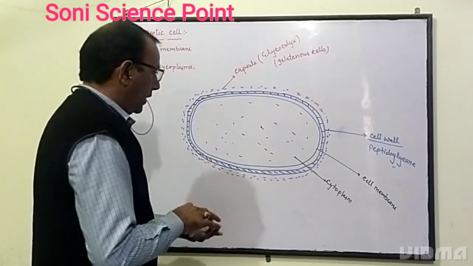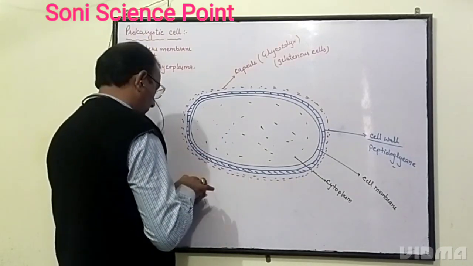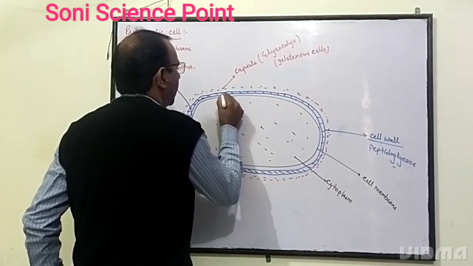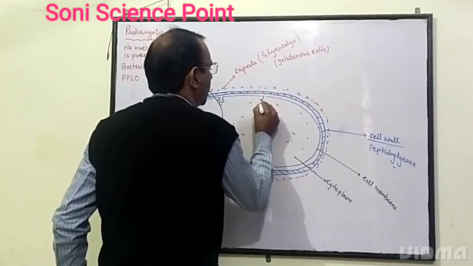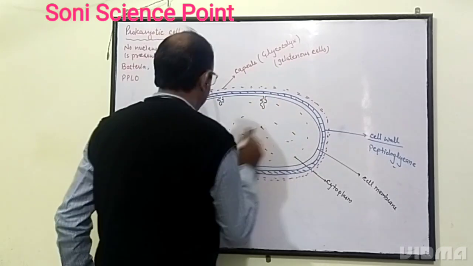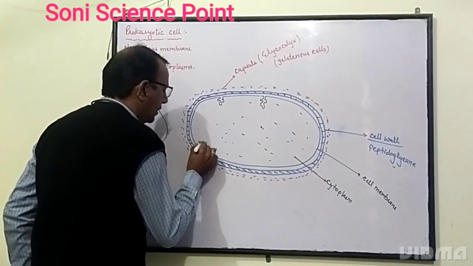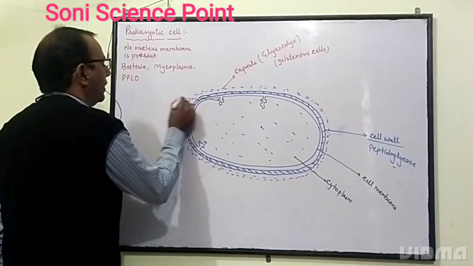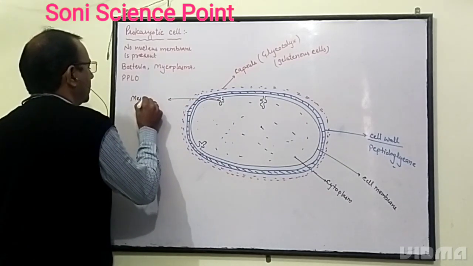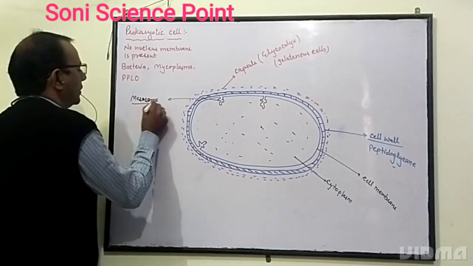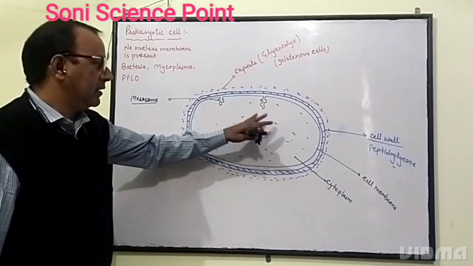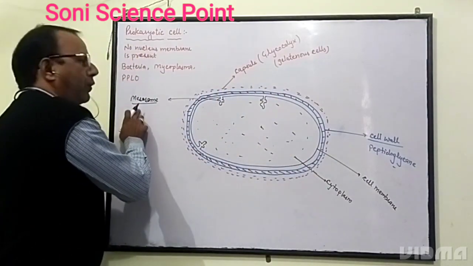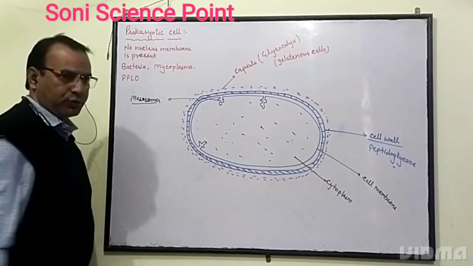The cell membrane on the inner side, in the cytoplasm, at some places forms irregular foldings. These irregular foldings help the cell in various functions, and they are called mesosomes. The inner side of the cell membrane produces many folding structures into the cytoplasm. These folding structures are called mesosomes.